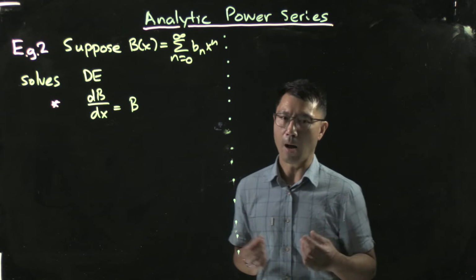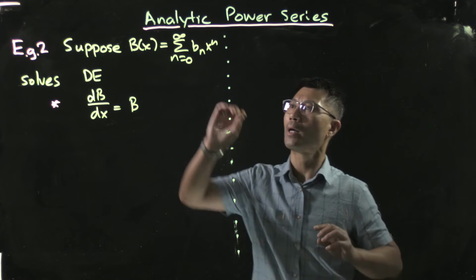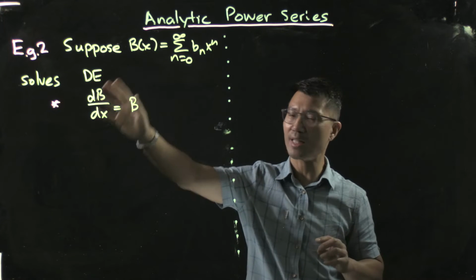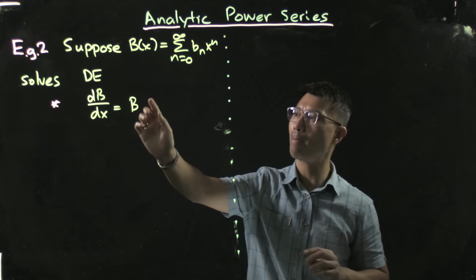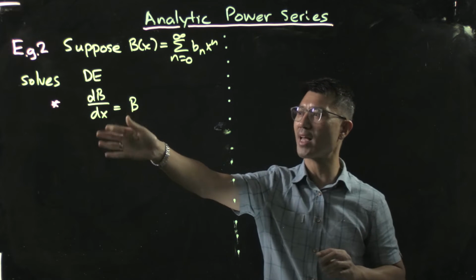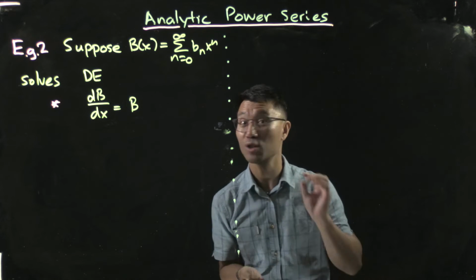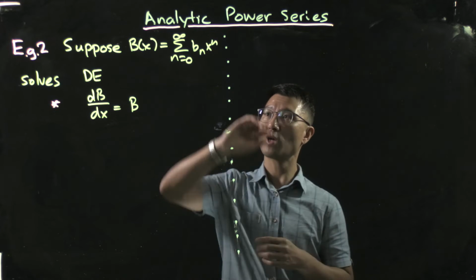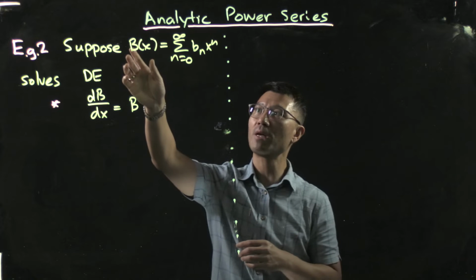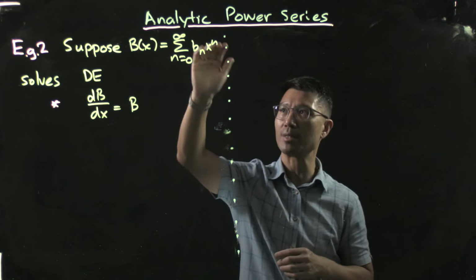In this next example, we want to show how power series can be used to study differential equations such as this one here. So here we're looking for a function b(x) such that db/dx equals b. So hopefully you know the answer to what this function b has to be. But the approach that we'll take is that we'll assume that b(x) can be represented by some power series.